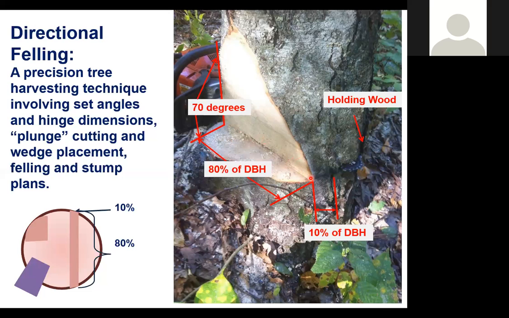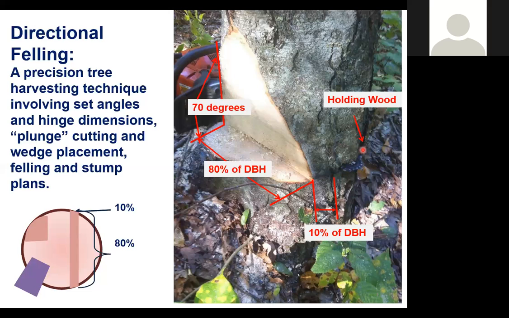Then we use a plunge cutting technique where we start the saw into the wood behind where we want our hinge to be, and we push the saw right straight through. We leave some holding wood in the back. We move the saw towards the hinge until we have a thickness on our hinge that's at least 10% of the DBH. So on that 10-inch tree, once again, I want 1 inch of thickness on my hinge. And I can do all of that work, and I have my hinge holding, and I have wood in the back holding.